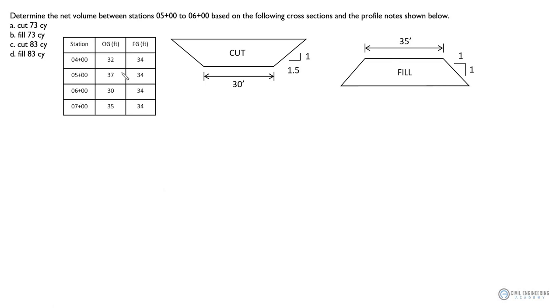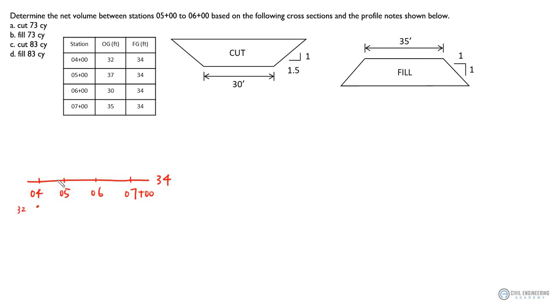Okay, so to have a better idea of what the profile looks like, what the grade looks like, right? First of all, we know that the finished grade for all these stations is going to end up at 34. So I'm going to draw a straight line which represents the finished grade at elevation 34. And I'm going to put four stations here: station 4, 5, 6, and 7. All right, so first of all, at station 04, the original grade is 32, which is below the finished grade by 2 feet. Okay, so let's assume it's somewhere here.